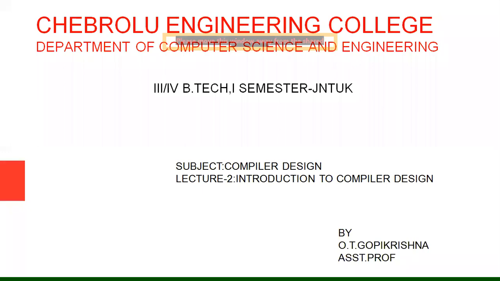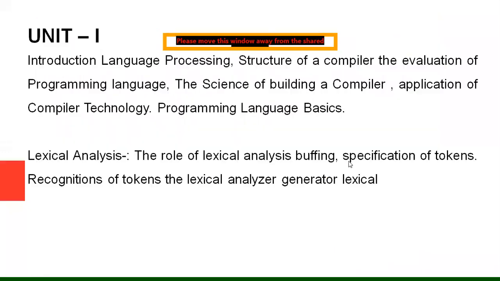So, subject is compiler design. Here our topic is Introduction to Compiler Design. This is Unit 1: Introduction, Language Processing, Structure of a Compiler, the Evolution of Programming Language, the Science of Building a Compiler, Application of Compiler Technology, Programming Language Basics. Already in previous classes, we discussed all the topics in Unit 1, Unit 2, Unit 3, Unit 4, Unit 5, and Unit 6. So, this is Unit 1.